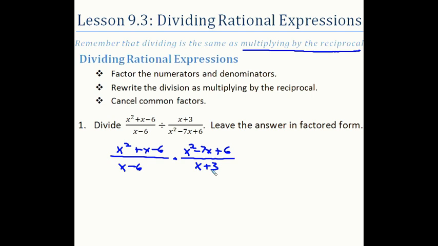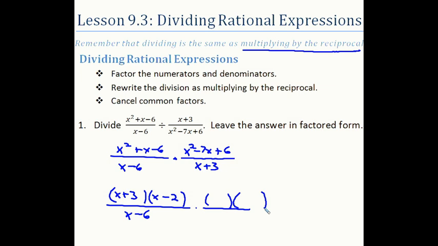So we're going to factor what we can. So this first numerator is going to factor into x plus 3 and x minus 2. The denominator is factored as much as it can be. And then this can be factored to an x minus 1 times an x minus 6 over x plus 3. We also know that dividing is the same thing as multiplying by the reciprocal.